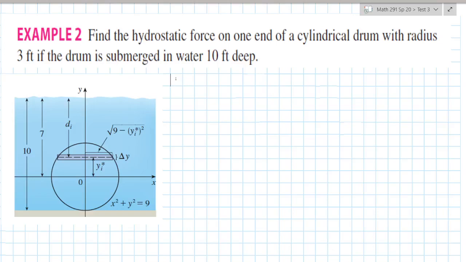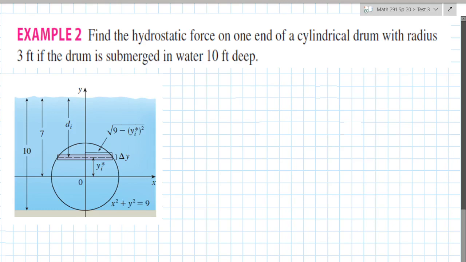Our next example, example 2: find the hydrostatic force on one end of a cylindrical drum with radius 3 feet, if the drum is submerged in water 10 feet deep. So in this problem, we have a couple different ways of setting it up, but we are going to set it up so that we can have a convenient equation for our drum.